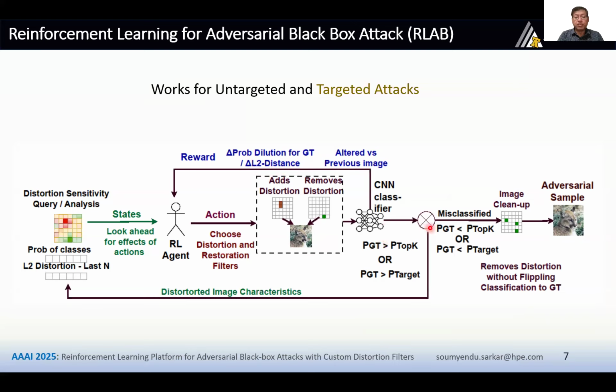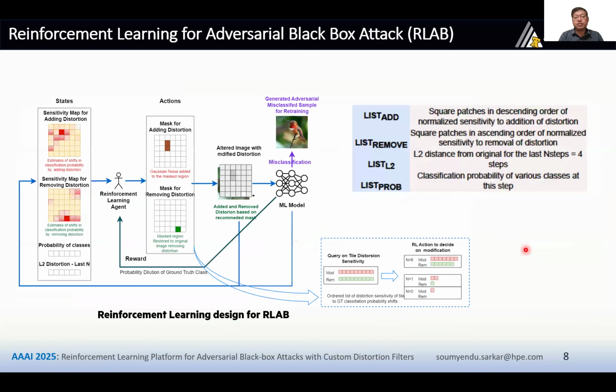Now, this continues while the ground truth is less than the top K for untargeted attacks, or this can also act for targeted attacks when it is compared with the probability of the targeted class. And this continues. Now, on misclassification, there is an additional cleanup step, which further removes the distortion without flipping the classification back, creating the adversarial sample.